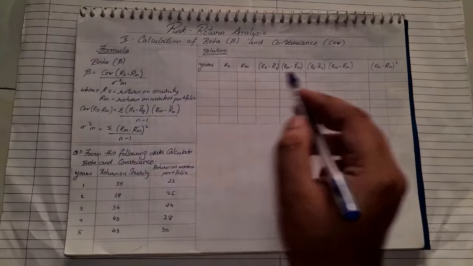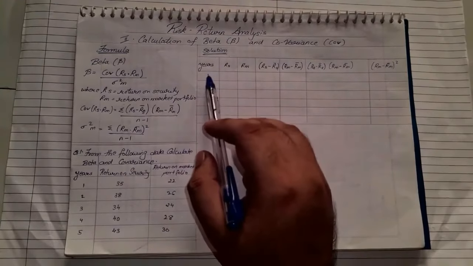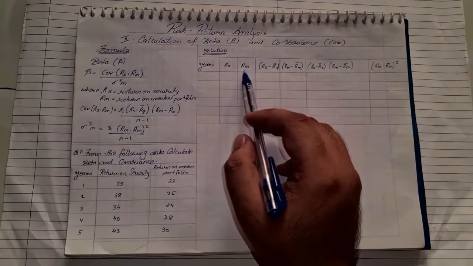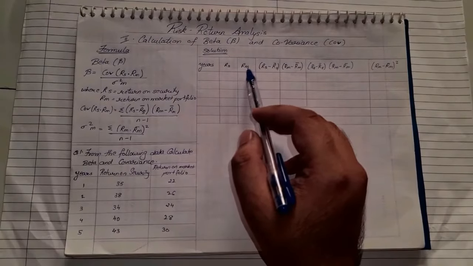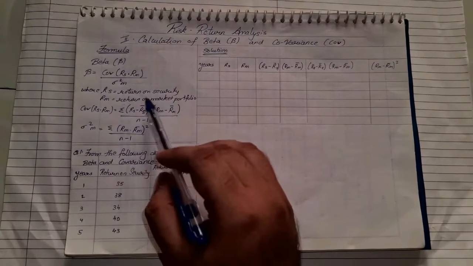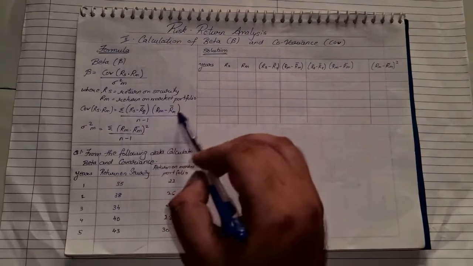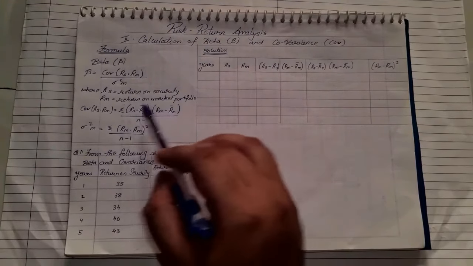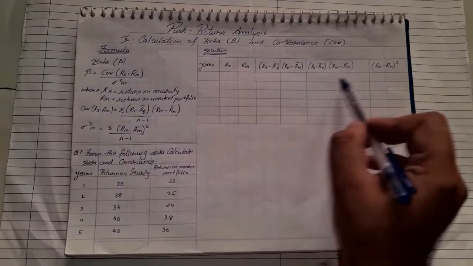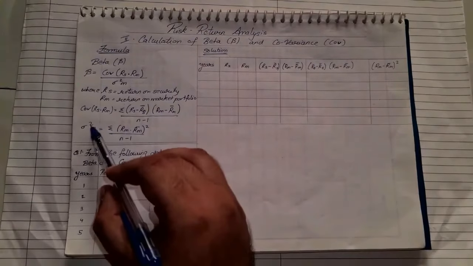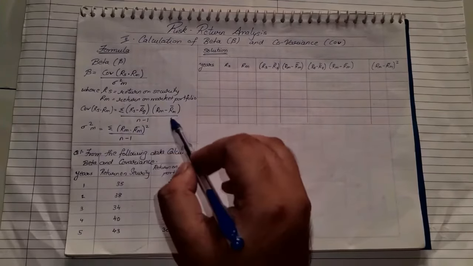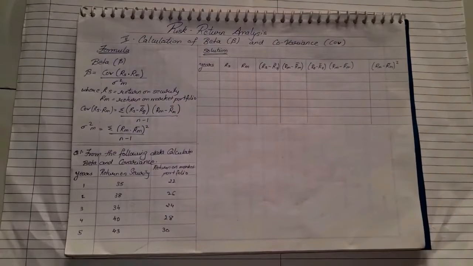Our table will be in such a way that we'll have years, return on security, and return on market portfolio. Then according to what we require, for covariance I need RS minus R bar S, RM minus R bar M, and then the multiplication of both. So these 3 columns will be based on covariance, and for getting standard deviation square M, that is RM minus R bar M the whole square. That will be our last column.